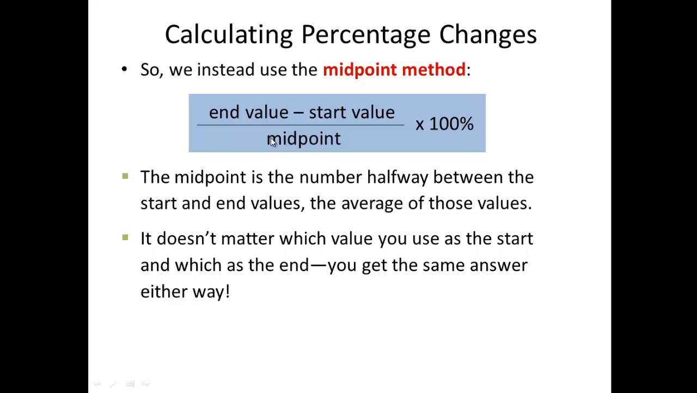Basically what you do is you take your end value minus your start value, divided by your midpoint value, multiply it by 100, and it doesn't matter if you start with 250 or 200, your answer is always going to be the same. A lot of people prefer midpoint over standard. It's a personal preference, but the reason a lot of people like midpoint is that no matter where you start or stop, the answer is always the same.